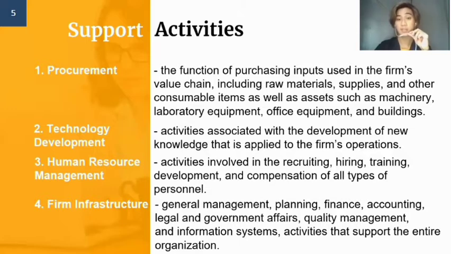Infrastructure involves general management, planning, finance, accounting, legal and government affairs, quality management, and information systems, and also the activities that support the entire value chain and not individual activities. Firm infrastructure, also known as general administration, covers all the other activities. It supports both primary and support activities.